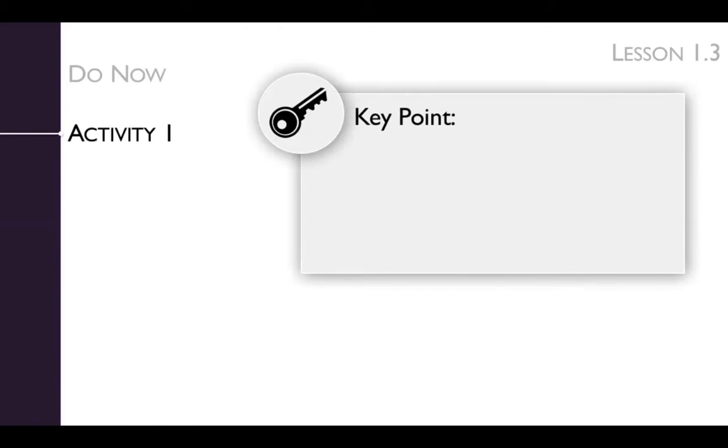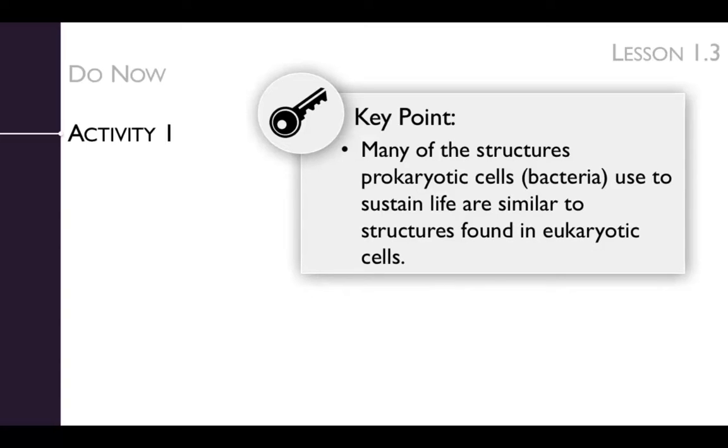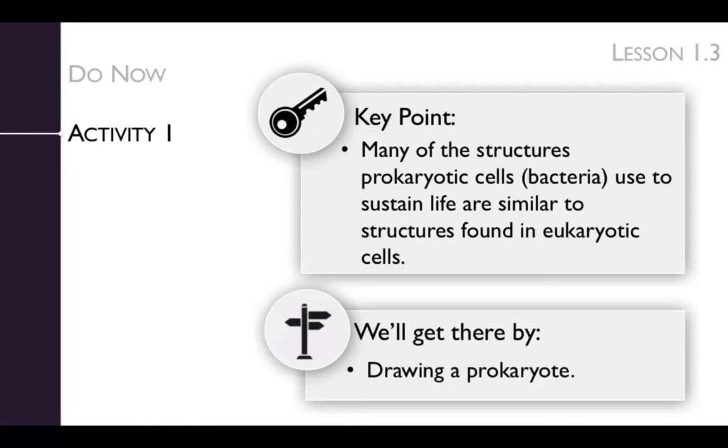The key point of the lesson's activity is that many of the structures prokaryotic cells or bacteria use to sustain life are similar to structures found in eukaryotic cells. We'll get there by using prior knowledge of eukaryotic cell structures to draw structures that a prokaryote might need.